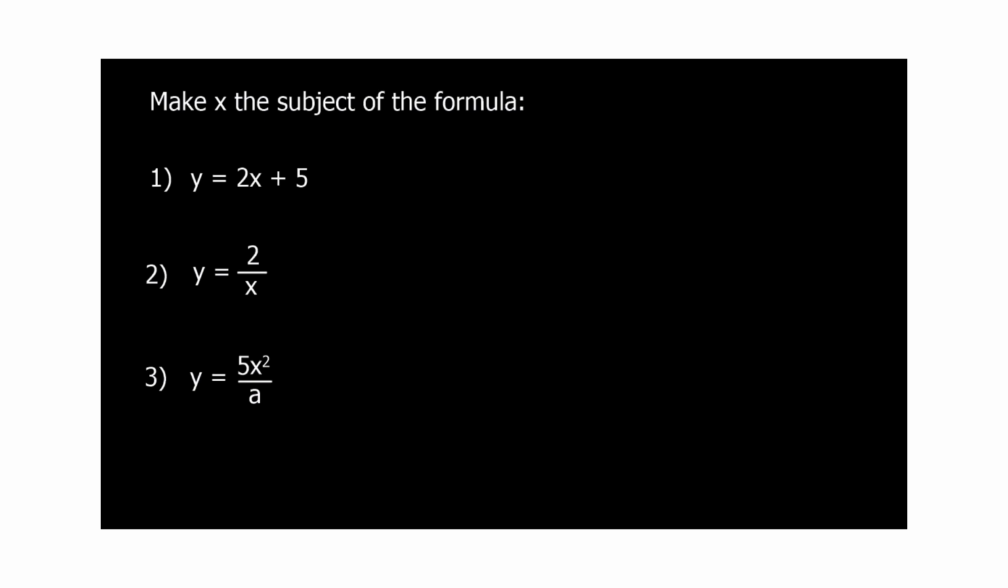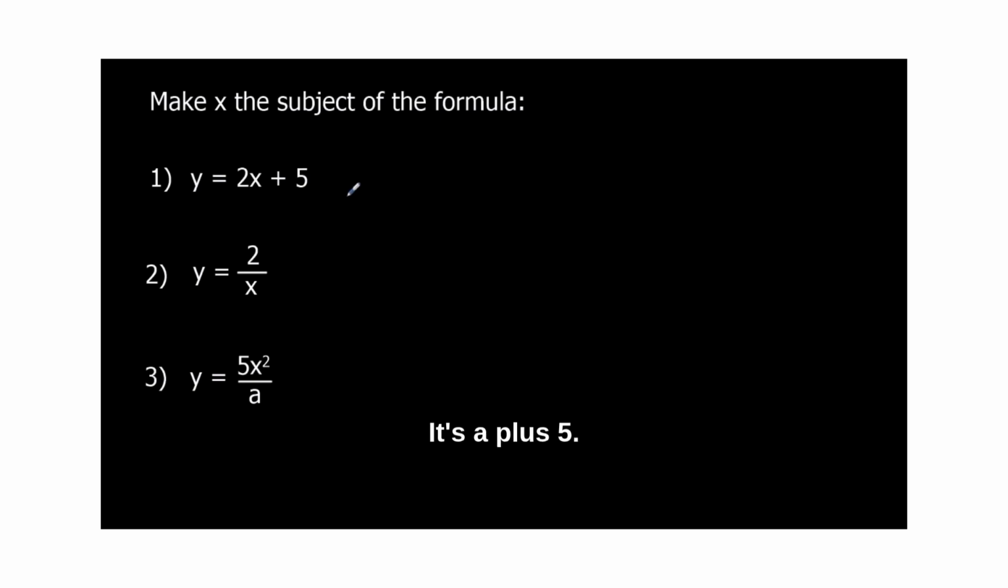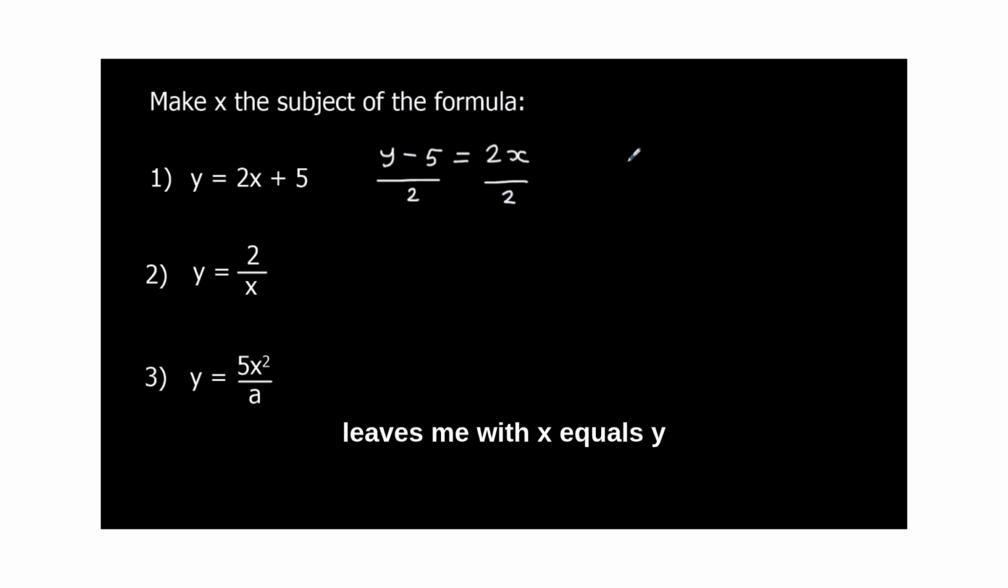Okay, question 1. So I need to get x by itself. The first thing I need to get rid of is this 5. It's a plus 5, so I get rid of it by taking 5 away from both sides. So y minus 5 equals 2x. And to get x by itself, I divide both sides by 2, which leaves me with x equals y minus 5 over 2.